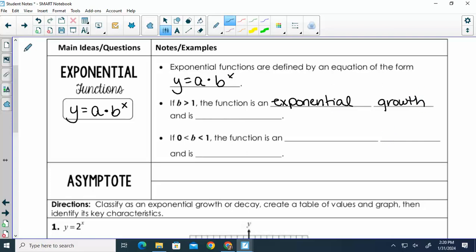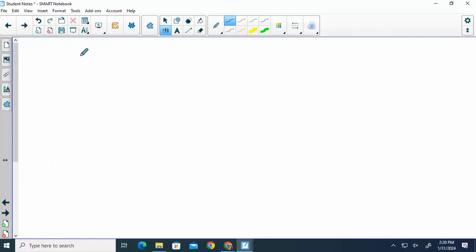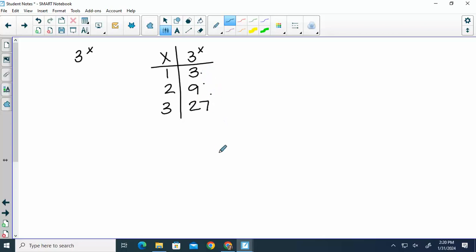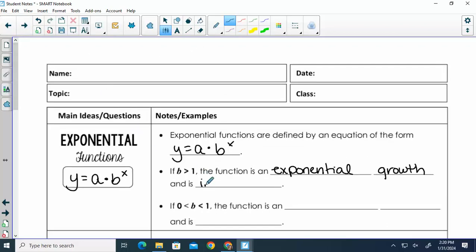And we can kind of think about that. If I say my function is 3 to the x power, okay, if my exponent is 1, 3 to the first power is 3. If my exponent is 2, what is 3 squared? 9. If my exponent is 3, what's 3 to the third? 27. So my y values are growing. So that's exponential growth. And so when we look at it, the function is increasing. It's getting bigger.